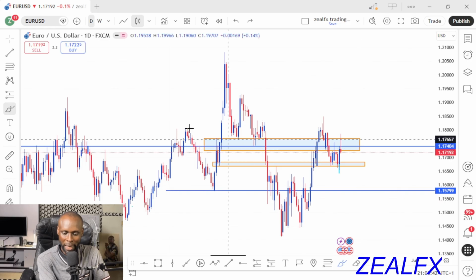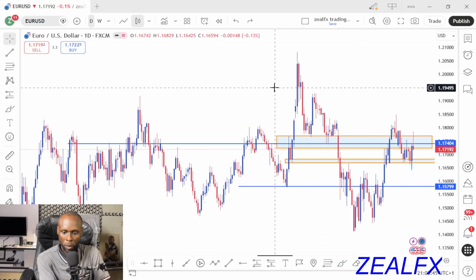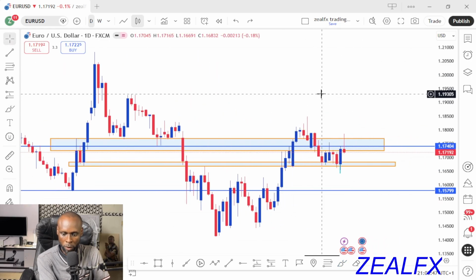For now, we are just trading reversal trend on the Euro USD. We don't have a clear direction yet. We are only trading the reversal trend on the Euro USD. So let's look at the inner structure trend currently on Euro USD on the daily time frame.